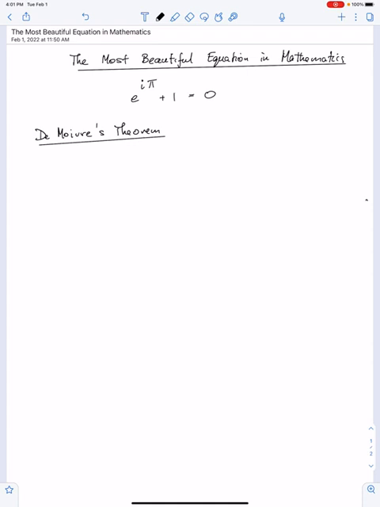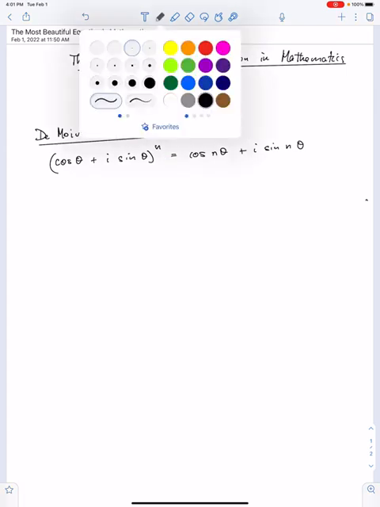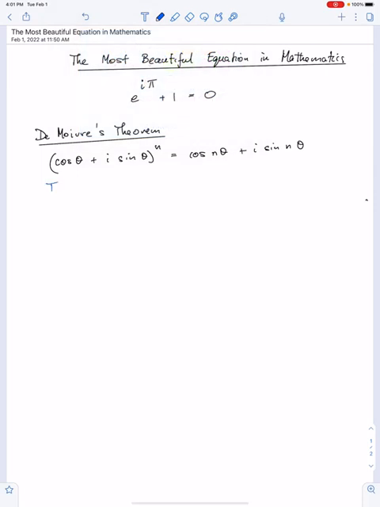So what's De Moivre's theorem? This is it. (cosine theta plus i sine theta) to the n is equal to cosine n theta plus i sine n theta. Now, the proof of De Moivre's theorem uses Taylor series, and I've got a couple of segments on Taylor series that you should definitely watch before you watch this video.